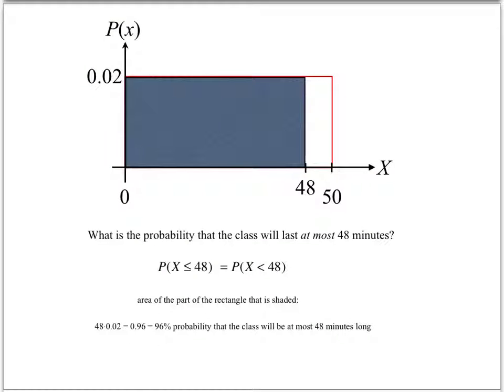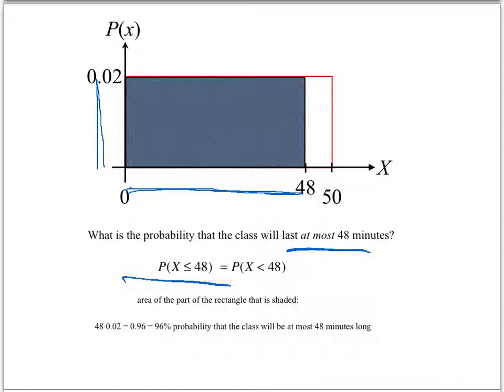So you can use this idea to find the probability that your class will last at most 48 minutes, for example. At most 48 minutes means that 48 minutes is the longest time. That means you're thinking of all the probabilities of all the values for the time that class can last between 0 and 48. So that means the segment here is 48 units long. Well, how high is that rectangle? That rectangle is 0.02 units high.